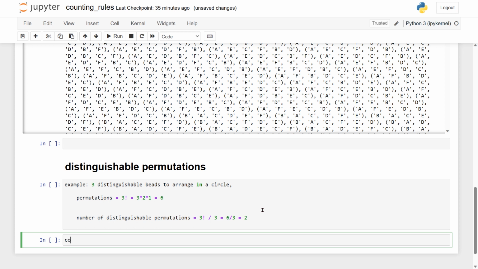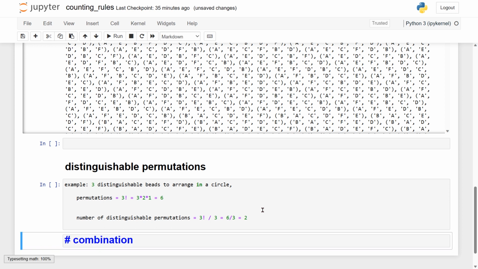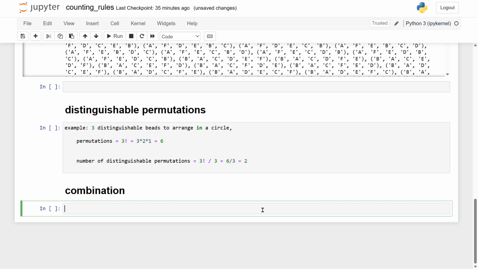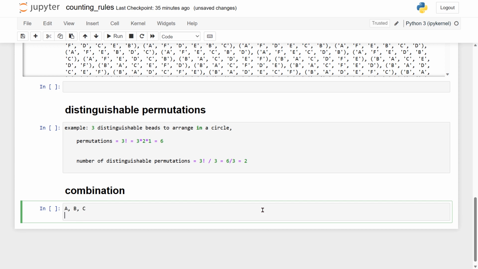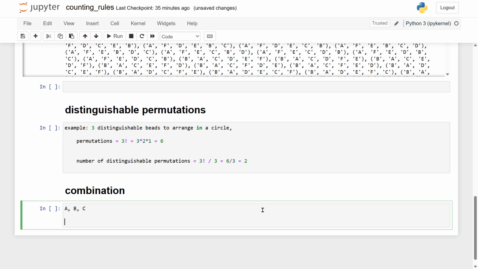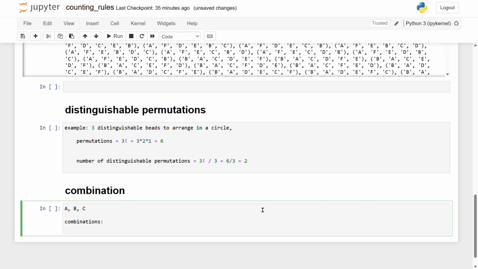So combinations: if you have three letters A, B and C, the combinations of two letters would be AB, AC and BC. This is different from the permutations of two letters, which would be AB, AC, BA, BC, CA and CB.